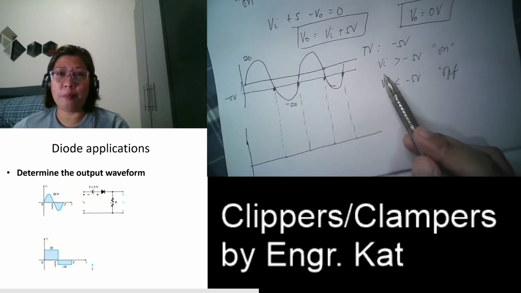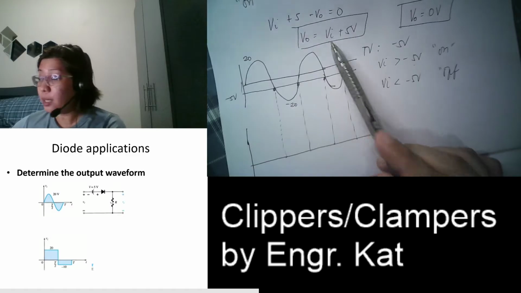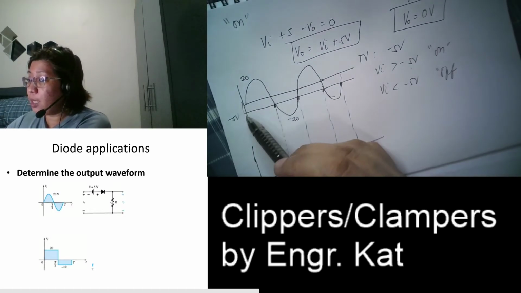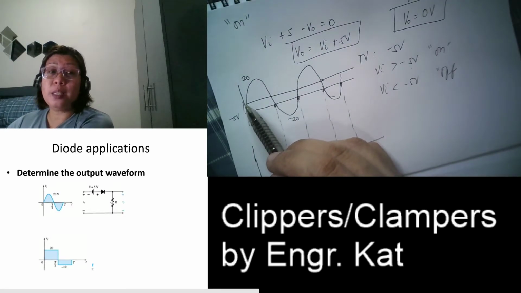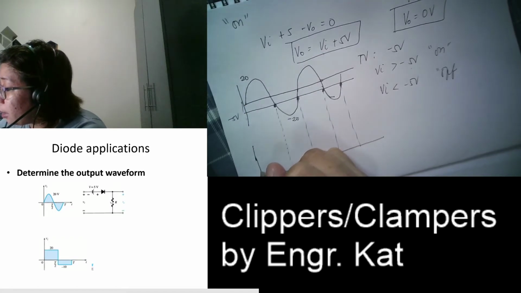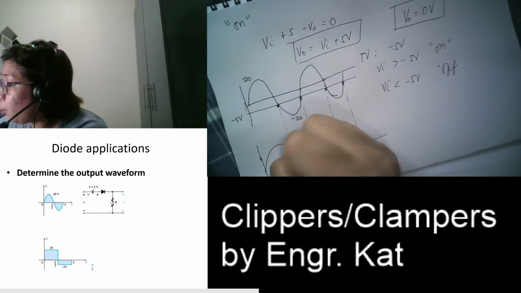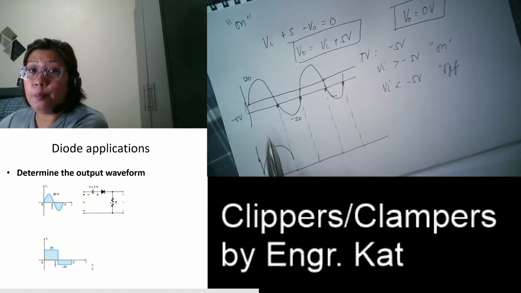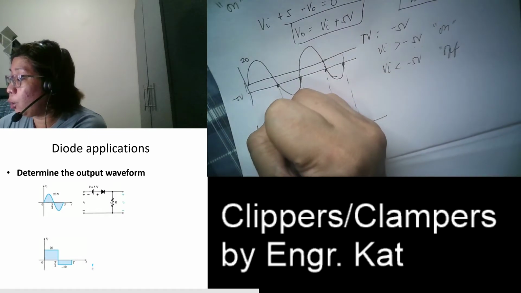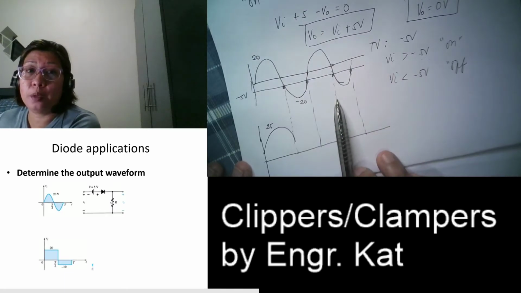So during these times, what is your output? When your diode is in the on state, our output is VI plus 5. So let us take, for example, when your input is equal to 0, your output is 0 plus 5. So therefore, I will not start here. I will start here. And then, when my input is 20, my output is 25. So why 25? Because it is 20 plus 5, right?